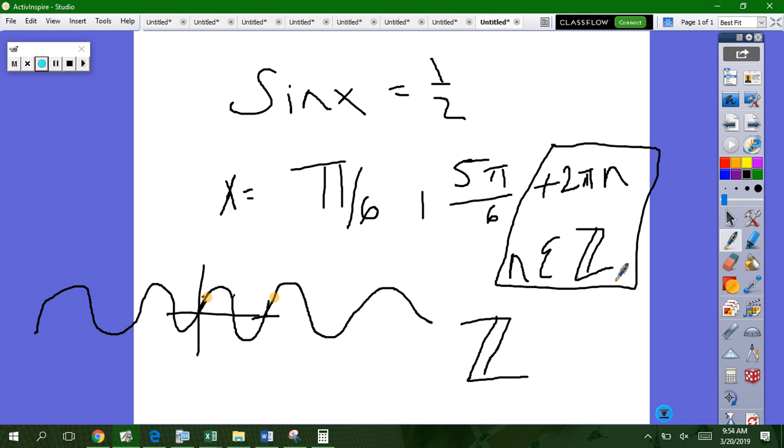This thing right here, it's like an E, but in math, we call that belongs. n belongs to the integers. It looks like a 3 backwards. Okay? Does everybody understand notation? Is there any questions on notation?